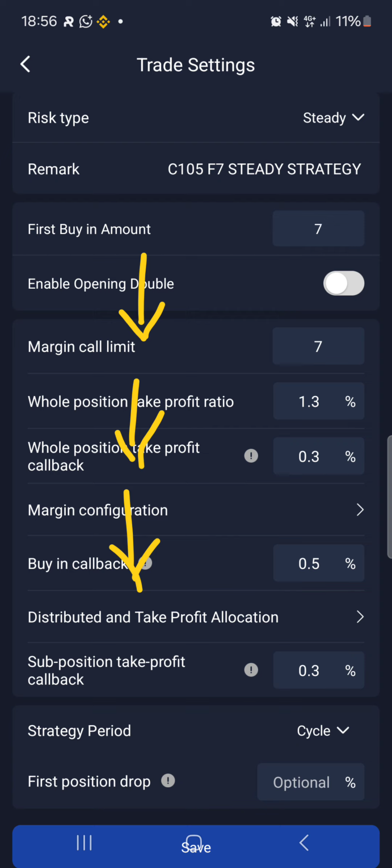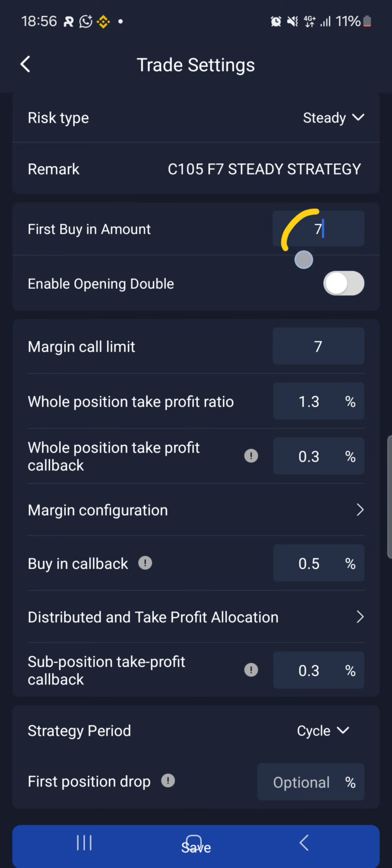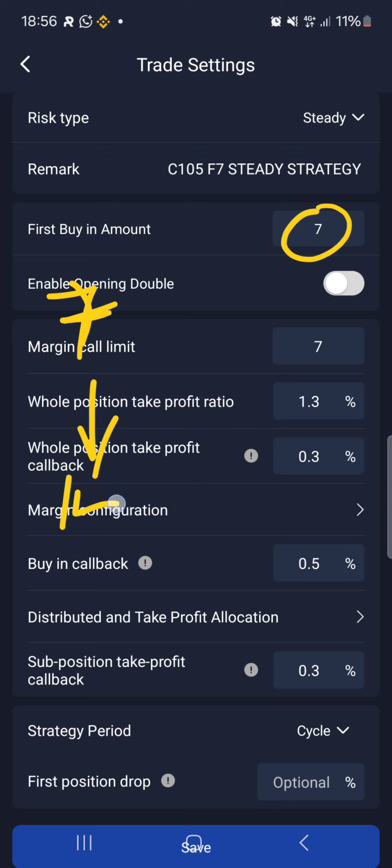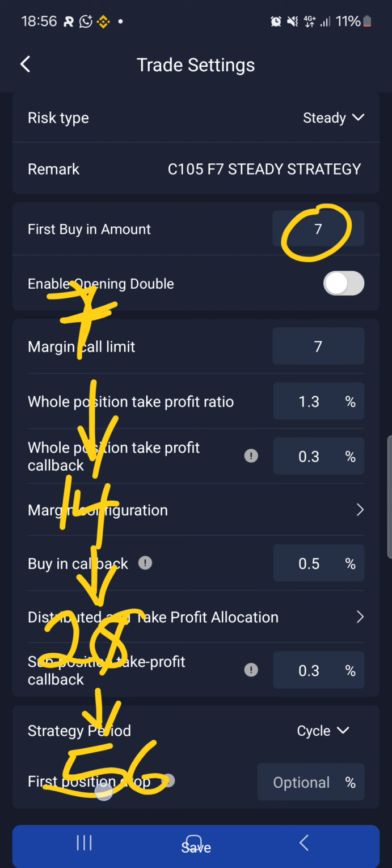All right, it will be multiplying the figure you put here to determine how much money to enter every time the market goes down. So in this case, this is what the robot does. If you put here 7, it is going to get 7. The second position it is going to put $14. The third position it is going to put $28, and the fourth position it will put $56.